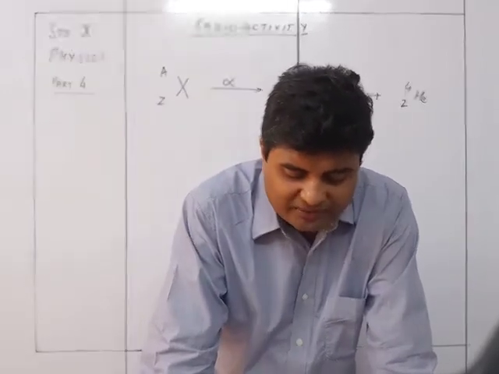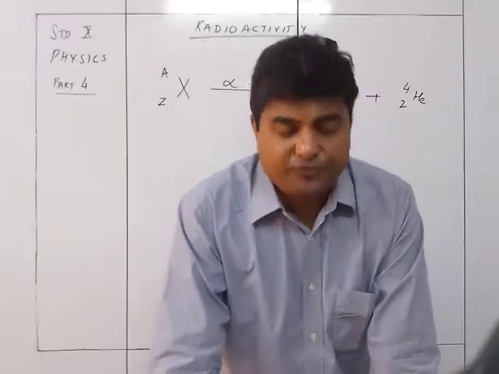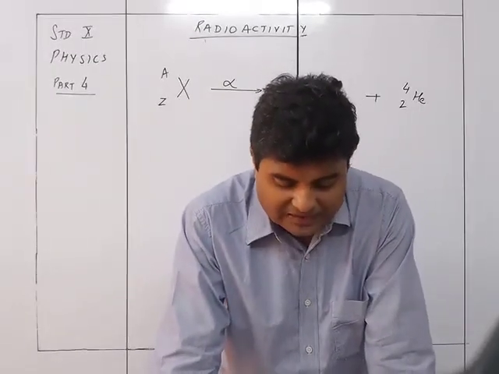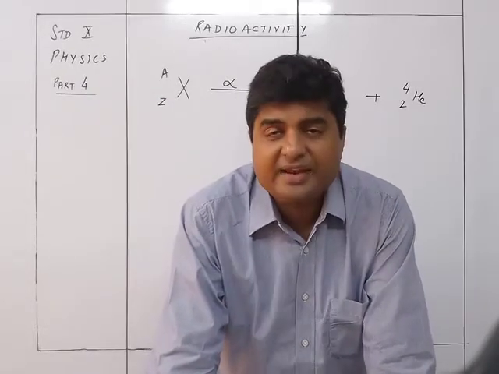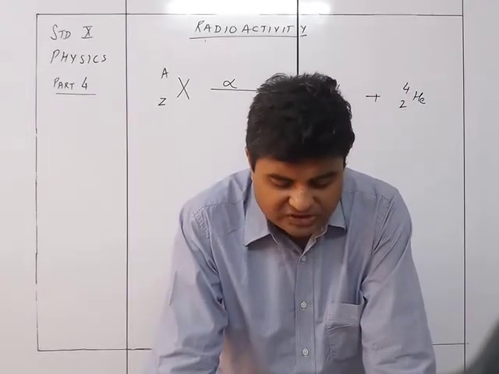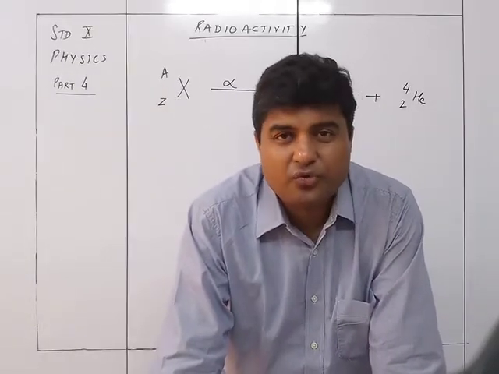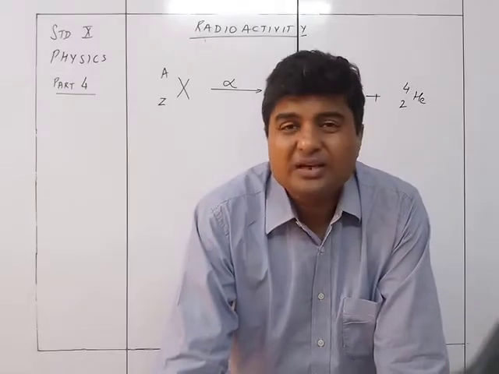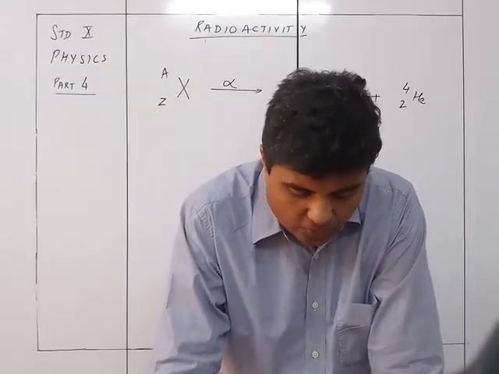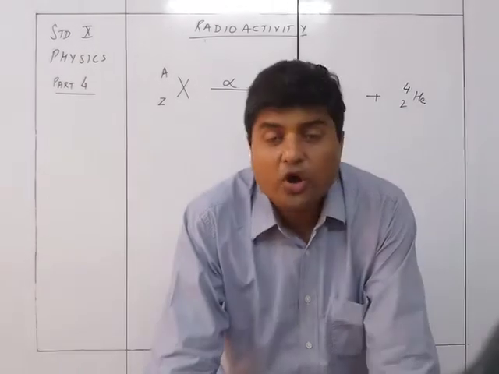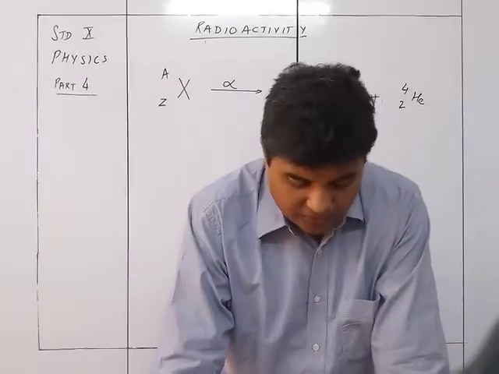Thus, due to the emission of the alpha particle, atomic number Z decreases by 2 units and mass number A decreases by 4 units. This change can be expressed in the form of the reaction: A X Z decays to A minus 4 Y Z minus 2 plus 4 He 2. The resulting nucleus has 2 protons and 2 neutrons, a total of 4 nucleons less than the original or parent nucleus.